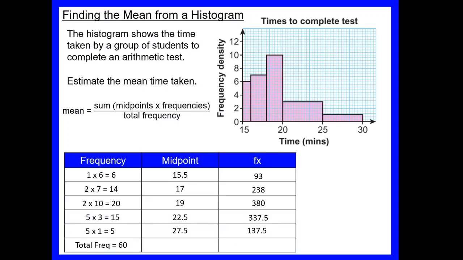and then to get the overall total time, we're going to add all of those together. So my total time for everybody is 1,186 minutes. To find the mean, we do our total divided by our frequency. And that gives me 19.8 minutes to 1 decimal place. Make sure you're happy with that. If you need to, you can go back and watch that section again before you have a go.